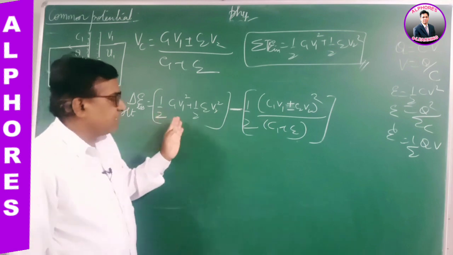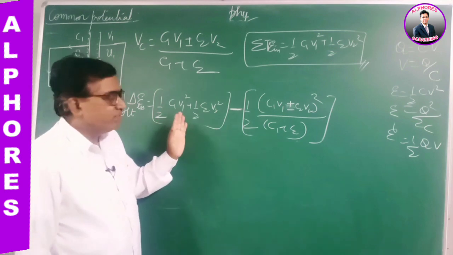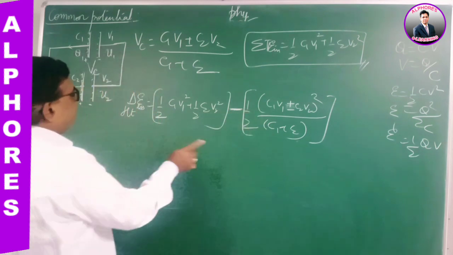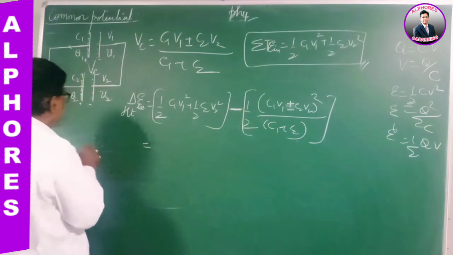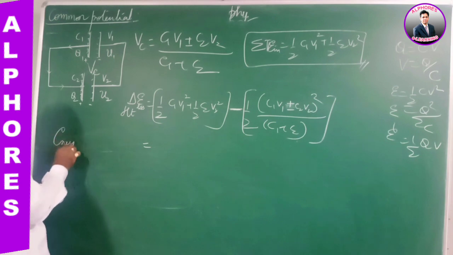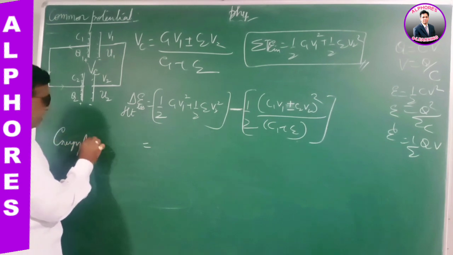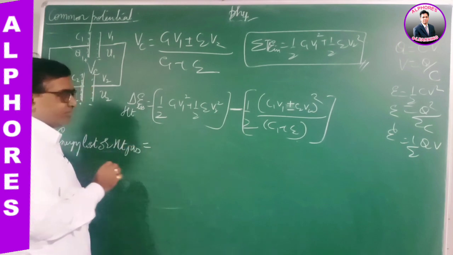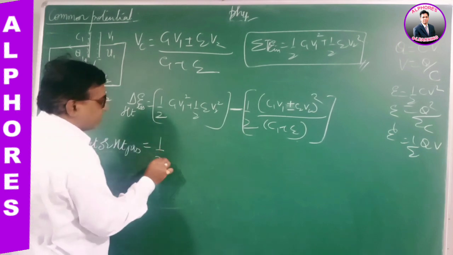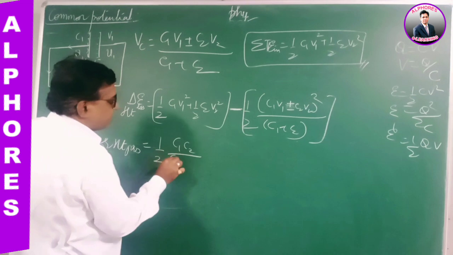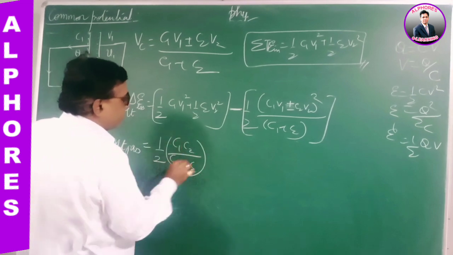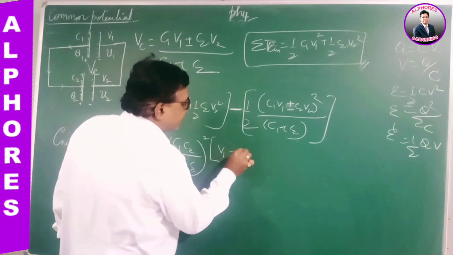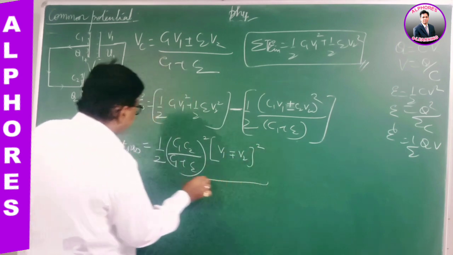So this is the total initial energy, and this is the total final energy. On simplification, the energy lost by the system, or the amount of heat produced, you will get as half, C1 C2 by (C1 plus C2) whole square, times (V1 minus or plus V2) whole square.